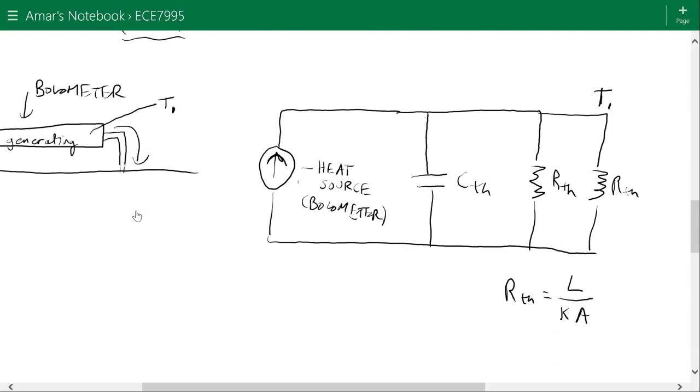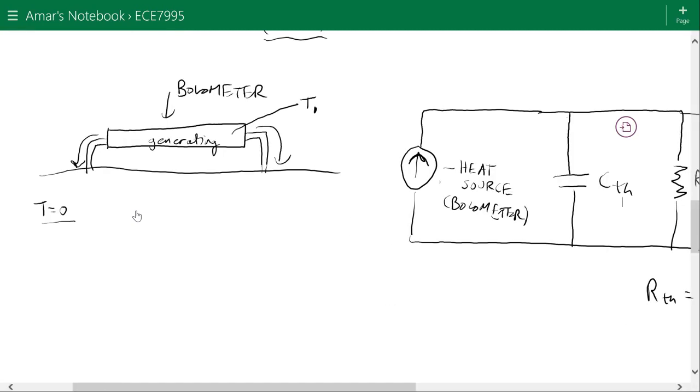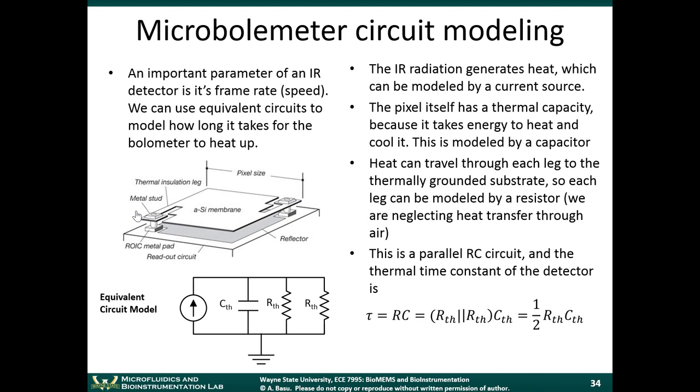You have the bolometer element, we have the thermal capacitance, and we have these two thermal resistances. So this is our equivalent circuit model: capacitance and two resistances. The IR radiation generates heat, which can be modeled by a current source. The pixel itself has a thermal capacity because it takes energy to heat and cool it. This is modeled by a capacitor.